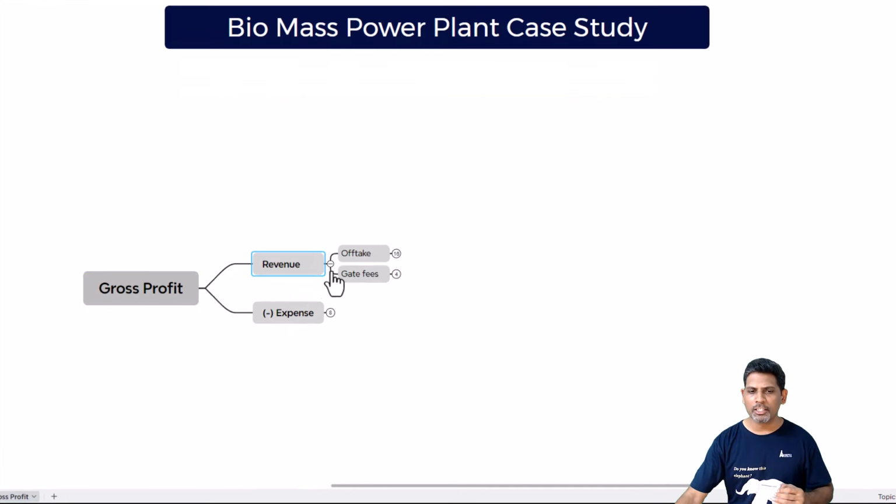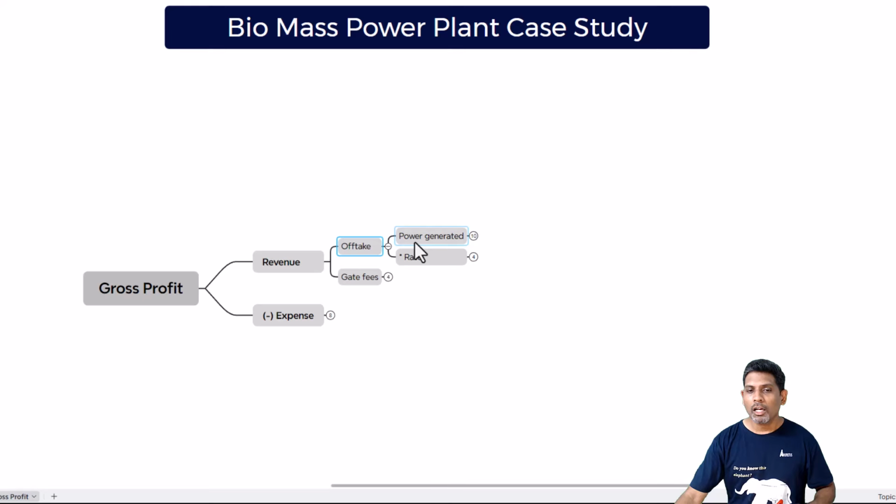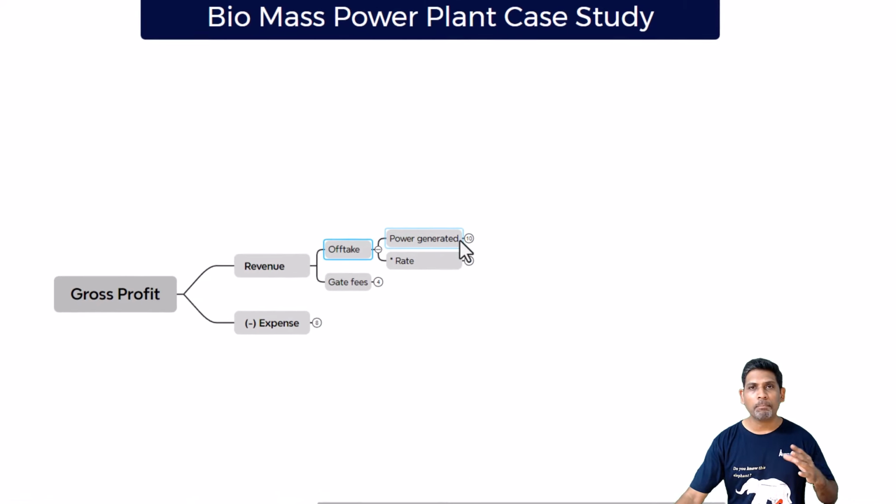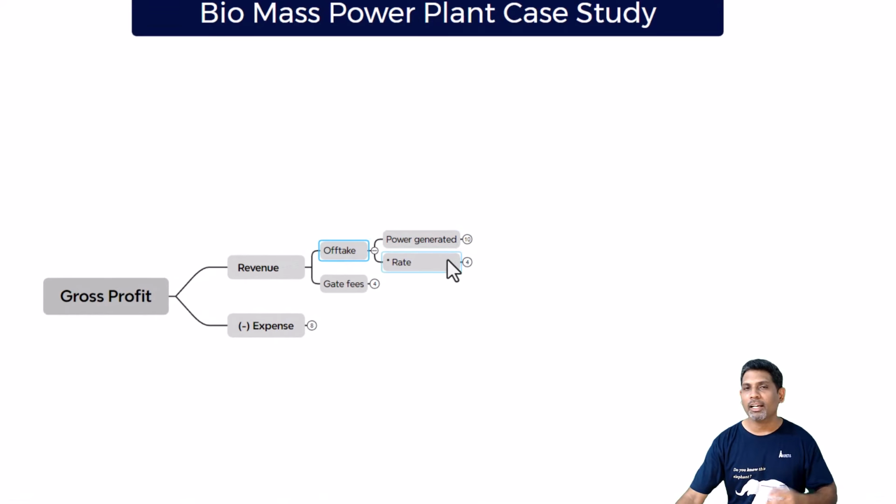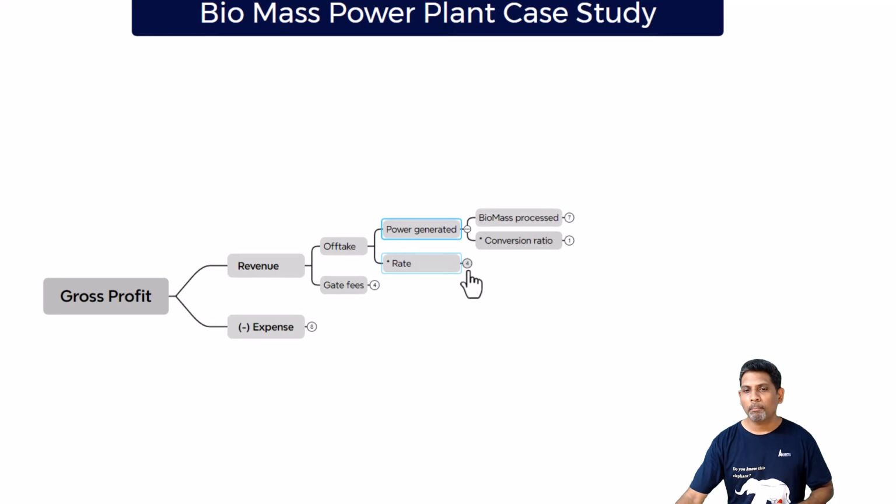In this case, the revenue is going to be coming from 2 sources. Offtake revenue, which will be paid by the power purchasers, and gate fees, which will be paid by the farmers when they come to dispose of their biomass waste. The offtake revenue is going to be computed as power generated multiplied by a fixed rate. Power generated, we're going to calculate it by taking into consideration the quantity of biomass we're going to process multiplied by how much electricity that's generated with that quantity of biomass.